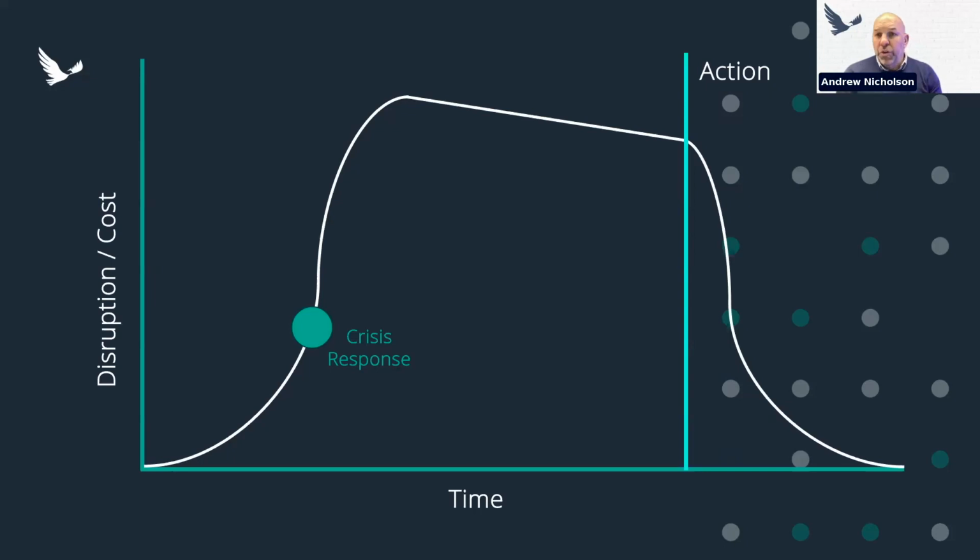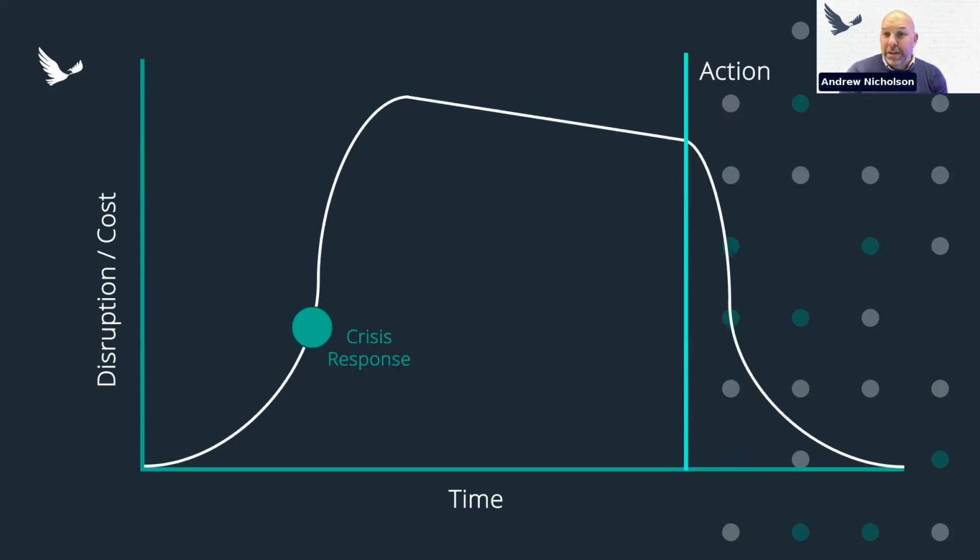Now, of course, as soon as we as an organization, as a team, identify that a disruptive event has occurred and that we need to deal with it, there is a decision to implement an emergency response plan, a crisis response plan, as quickly as possible, with the whole intention of being able to manage that crisis, to minimize the disruption and cost of that disruptive event. But of course, it takes time, even from a crisis response perspective.